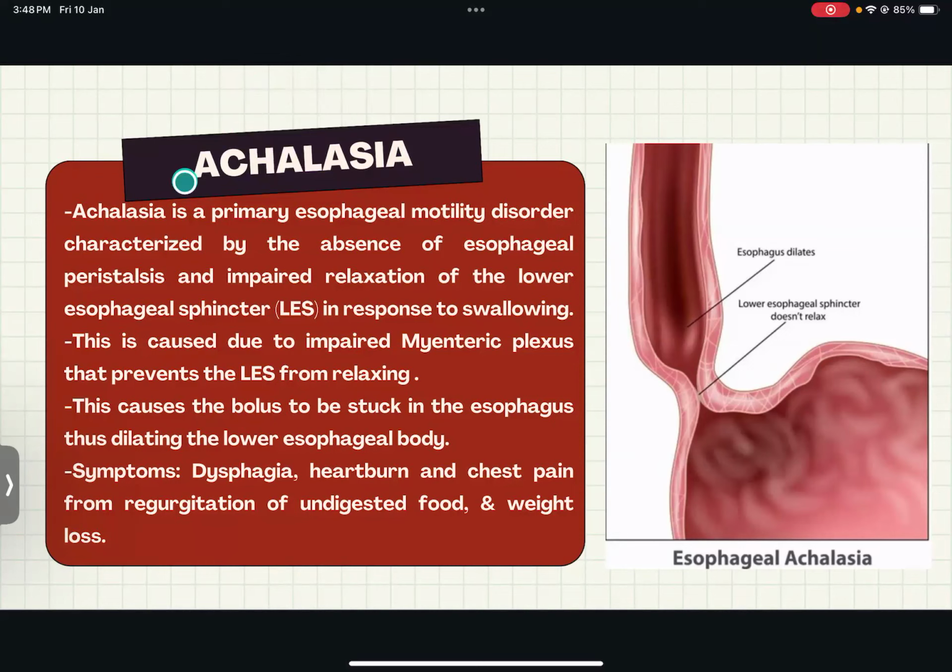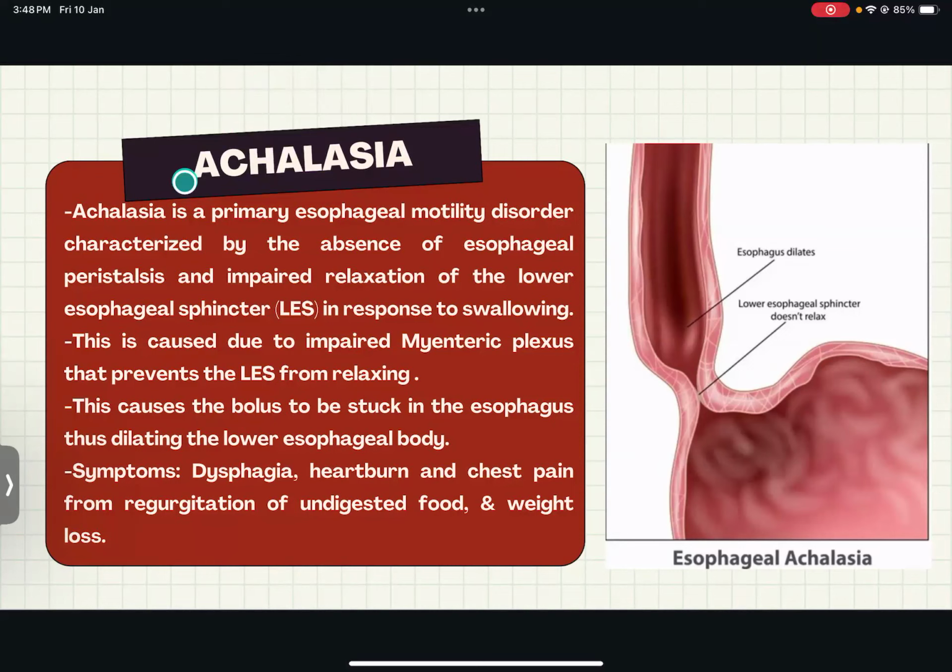very much, you can easily tell this. The middle is also not that much, but the lower is the easiest way to tell that there is achalasia, because it's barely even there, okay?